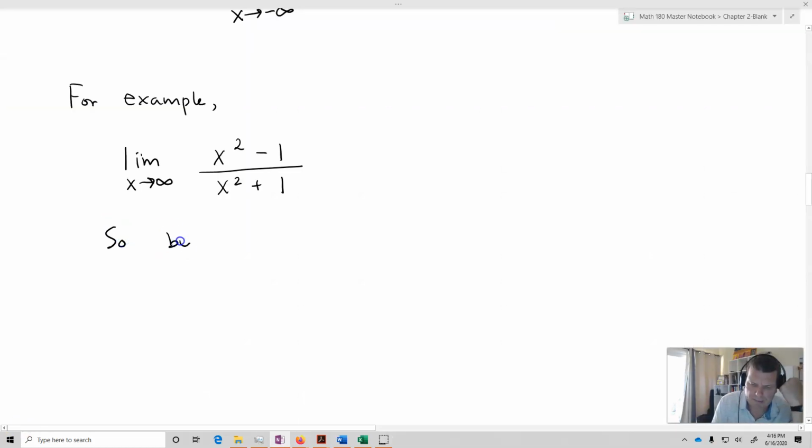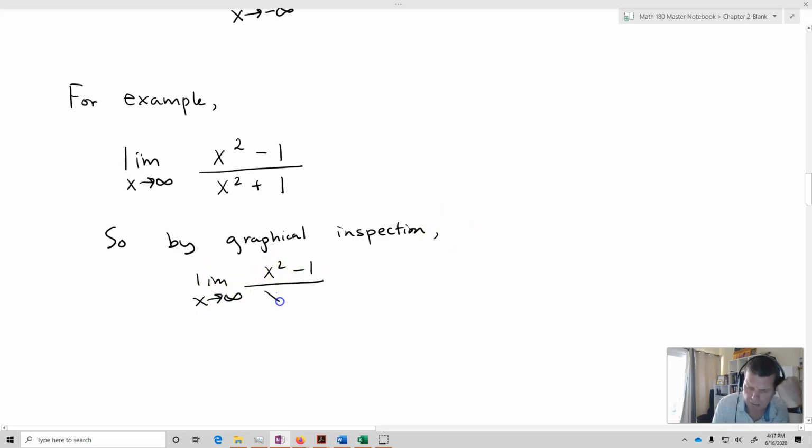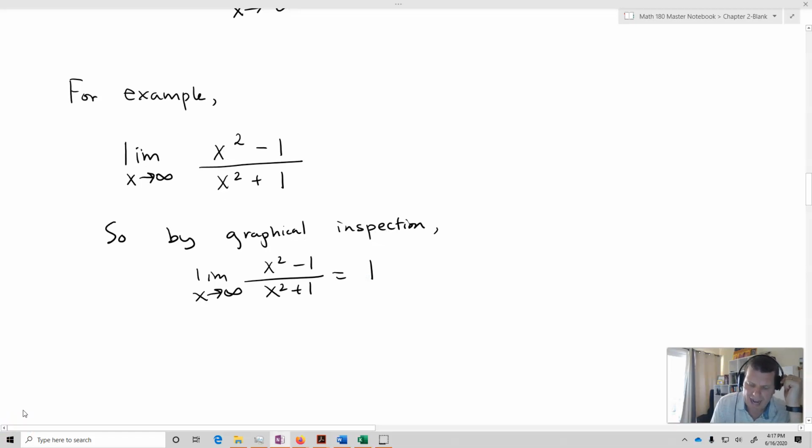So by graphical inspection, the limit as x approaches infinity of x squared minus 1 over x squared plus 1 is equal to 1. All right, and we're going to prove that in just a little bit. We can add to that: f has a horizontal asymptote at y equals 1.